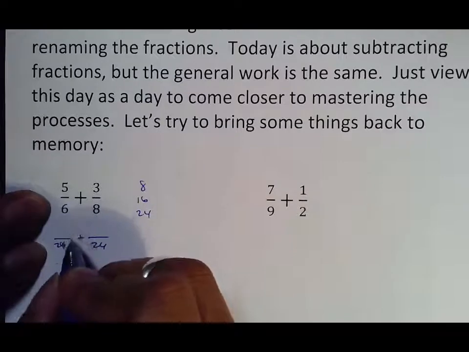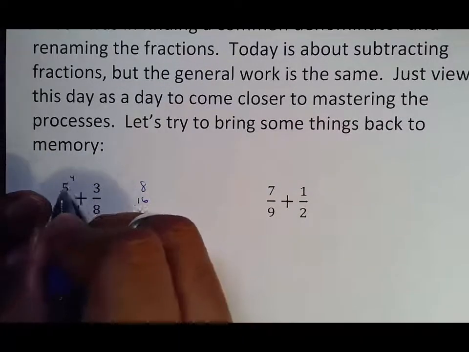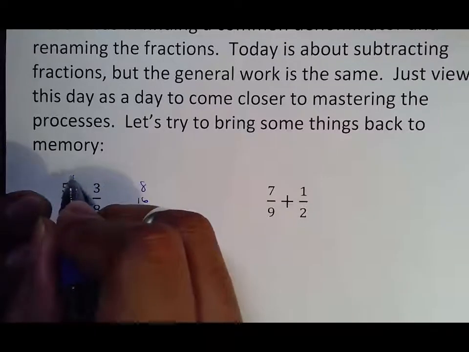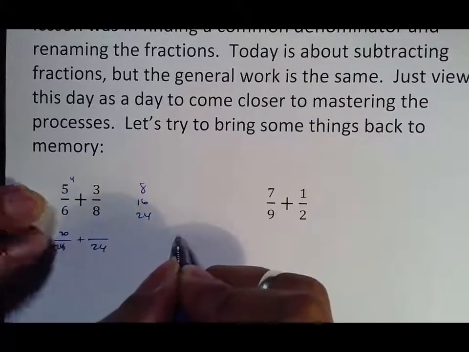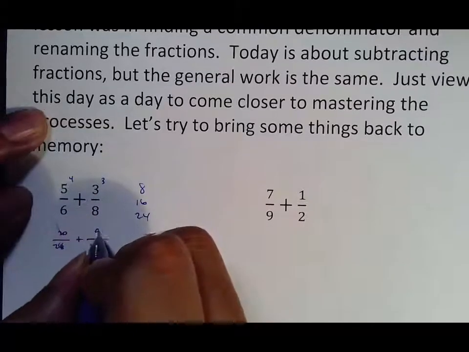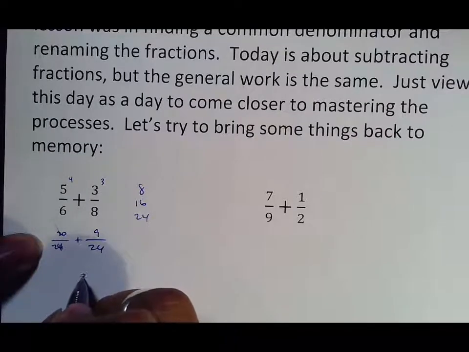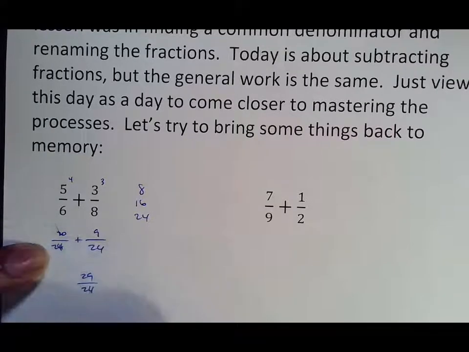We then looked and said, 6 times what makes 24? Well, looking at your chart or doing what you need to lets me know that 4 works, so we multiply that to the top, which is 20. 8 times what makes 24 is 3. 3 times 3 is 9. And then in the end, you do 20 plus 9, which is 29, over, leave the bottom alone, 24.